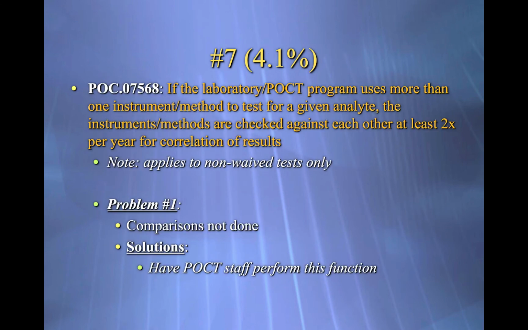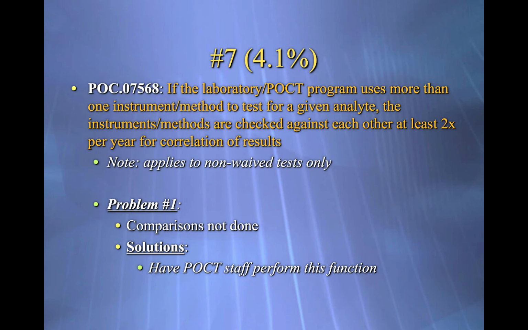Okay, number 7. If the laboratory point-of-care program uses more than one instrument method for a test for a given analyte, the instrument methods are checked against each other at least twice per year for correlation of results. This applies only to non-waived testing, so don't worry about urine dipsticks and those kinds of things. And the problem here typically is comparisons are not done.